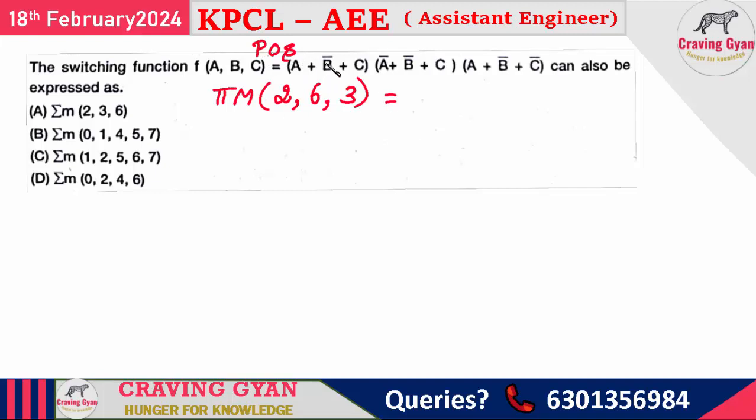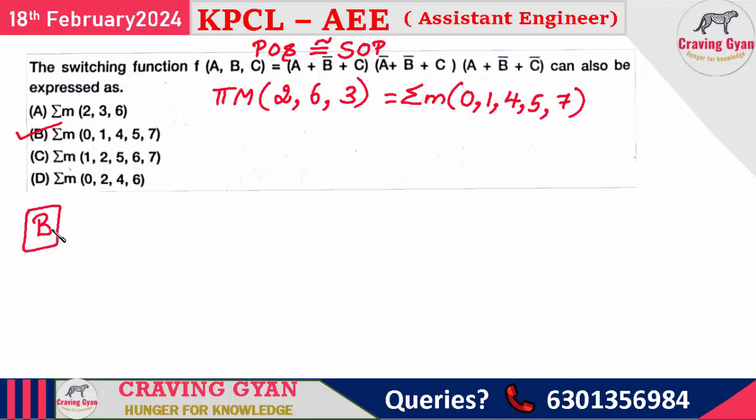We know that POS is functionally equivalent to SOP. The expression you are going to get is the same. I'm not telling the POS terms are equivalent to SOP terms. I'm telling the SOP terms are functionally equivalent to POS terms, which is equal to summation M of the remaining values you are going to write: 0, 1, 2, 3 already written, 4, 5, and 7. So option B is going to follow. If I want to prove it, you have to solve using a K-map. In the case of SOP, you have to group the ones. In the case of POS, you have to group the zeros. Very, very important. So option B is correct.